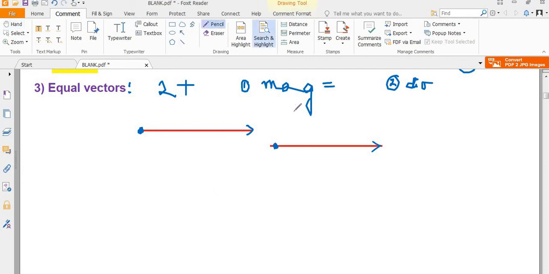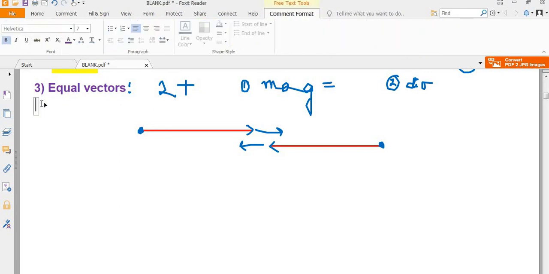Similarly, we can have something called a negative vector. In case of a negative vector, the magnitude is the same, but the direction is opposite. See, this vector is moving in this direction and this vector is moving in the opposite direction. So we say that this vector is the negative of this vector and vice versa. So we discussed both equal vectors and negative vectors. Let me just write negative vectors.